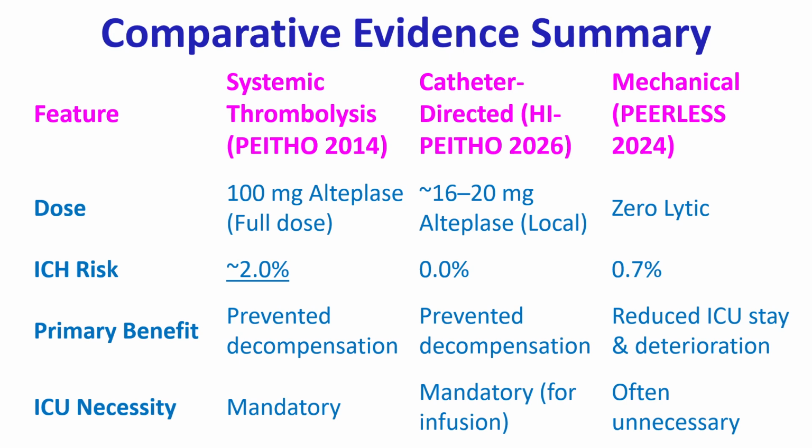Intracranial hemorrhage risk: 2% in systemic thrombolysis in the PEITHO trial, 0% in the catheter-directed HI-PEITHO trial, and 0.7% in the PLS trial. Primary benefit: the PEITHO trial prevented decompensation, and catheter-directed therapy also prevents decompensation. PLS reduced ICU stay and deterioration. ICU necessity is mandatory in PEITHO and HI-PEITHO because of the infusion, while for PLS, ICU admission is often unnecessary.